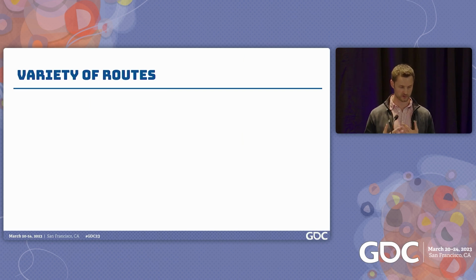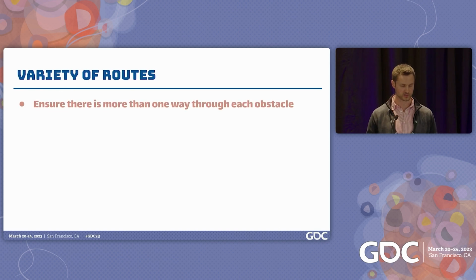Another thing I was doing with variety was trying to make sure there was a variety of routes. So I wanted to make sure there was more than one way for each obstacle.